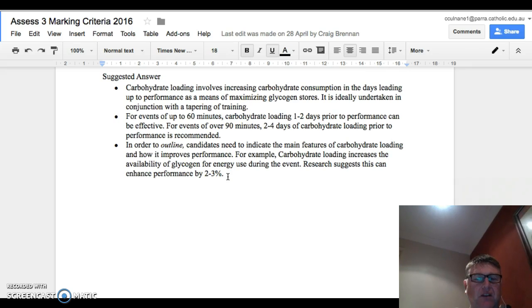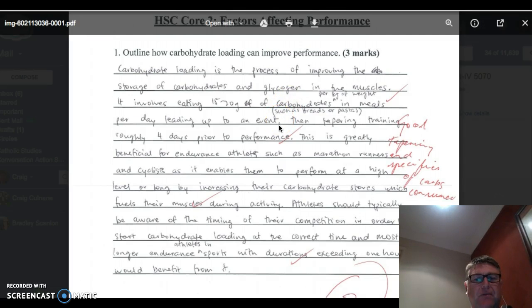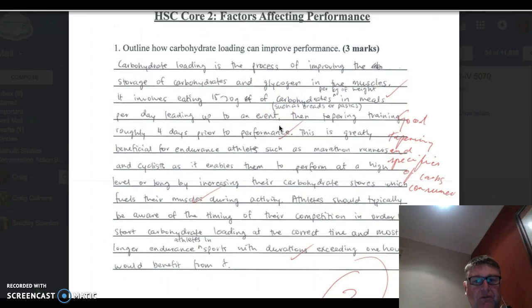You also need to look at how it can improve performance, and a lot of boys referred to a 2 to 3% increase in the performance output or the energy stores that were available to the athlete to thus improve performance, which was really good again. I liked how some boys were able to give examples of how much food to eat to enable carbohydrate loading, and here we've got an example of that.